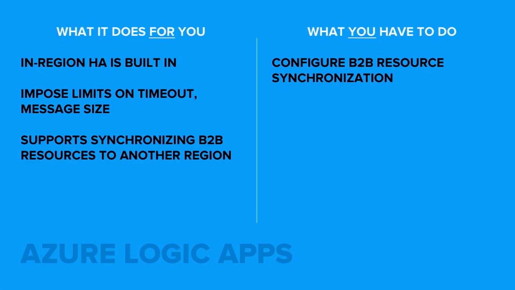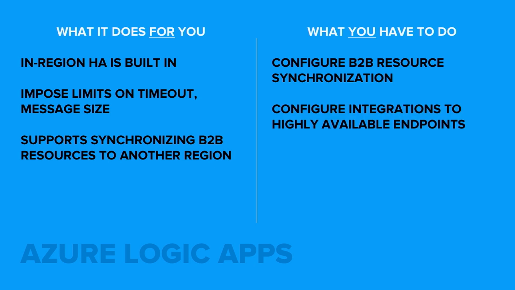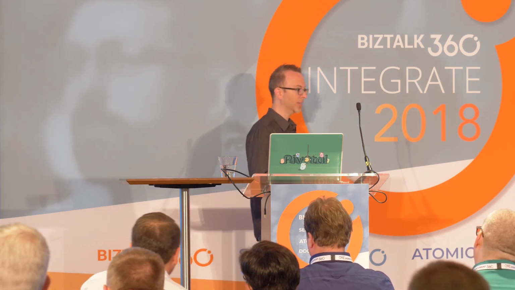So what do you have to do? So you actually have to configure that synchronization. It's not magic. So you've got to set that up. And I'll talk about this more in a couple minutes, but you actually have to then integrate with highly available endpoints. If you've chosen to connect logic apps to an individual server's IP address, then you have made a bad choice, but you can make that choice, right? That's up to you. So it's up to you as an architect to only connect to highly available things.